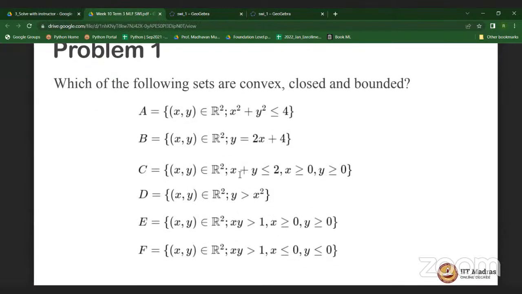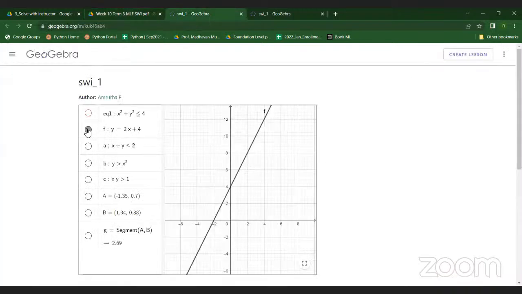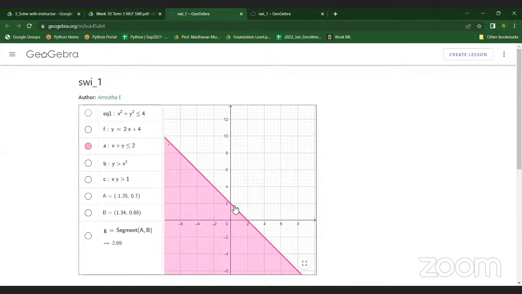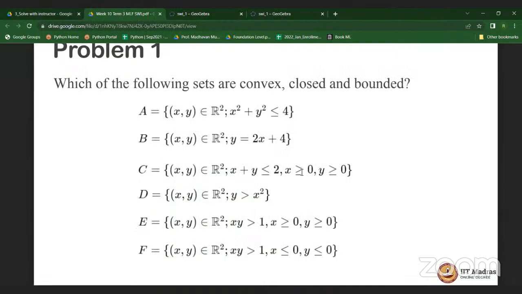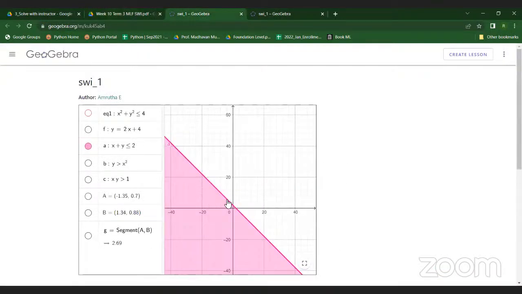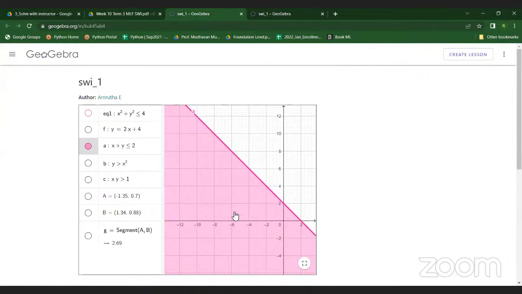If you look at the next option, x plus y less than or equal to 2 and x greater than or equal to 0 and y greater than or equal to 0. Basically what this means is we are just including this region, not the entire one, but just 0 to 2 with a y limit of 2 and an x limit of 2. We have this small triangle, a right angle isosceles triangle. This is the only region.